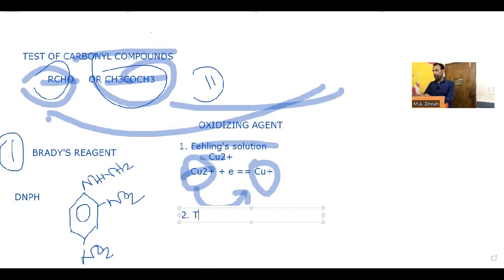Another is Tollens reagent, which is a similar test. This contains silver ion, also dissolved in ammonia solution for stability. In the reaction, this is also an oxidizing agent, and it gains electrons to form silver metal. The observation will be a silver mirror. In the test tube, we'll see a silver mirror. Let's watch a video.